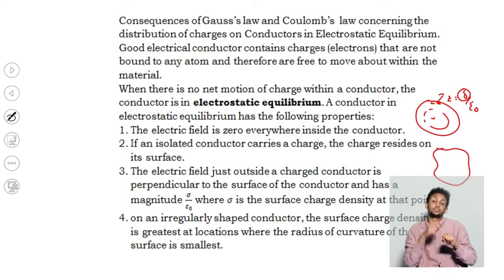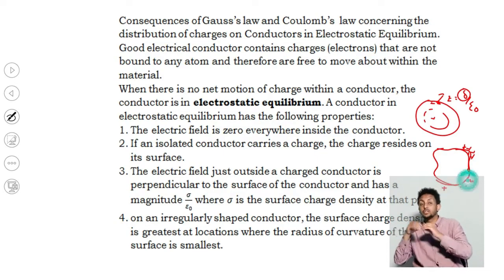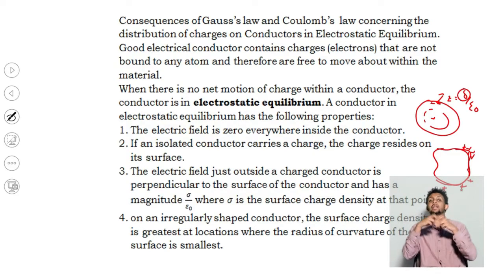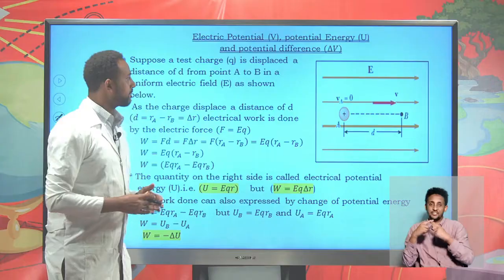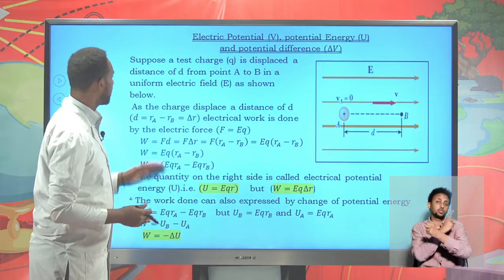For irregular shaped conductors, as I said earlier, electric field lines are drawn denser at a sharper edge and less dense at a smooth edge. In this case, for example, if this is a sharper edge, the charges reside more here. But for a smoother edge, the charges are moving and scattering less densely. This is the property of electrostatic conductors. Now let's look at electric potential, potential difference, and electric potential energy.